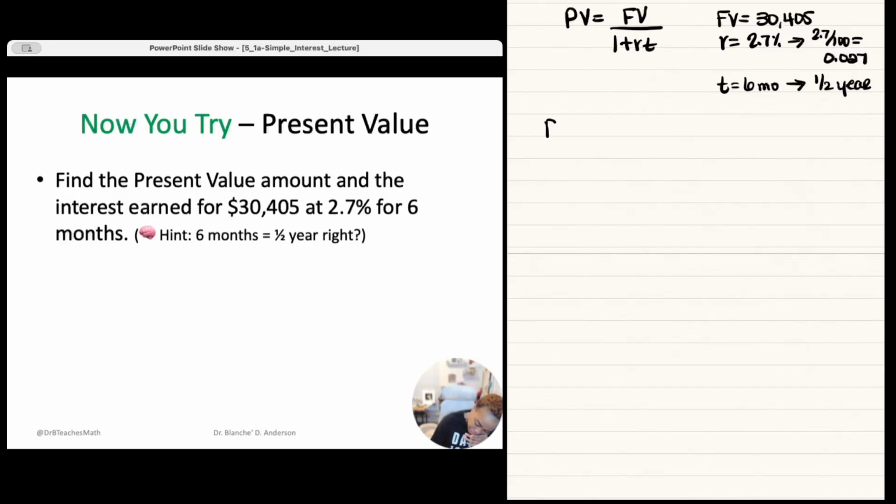So now let's plug and chug. 30,405 divided by, I hate that I didn't use different colors. I'm sorry. I'll get better at that. I like to use different colors so that it stands out. Sorry. Not 1.5. This should be 0.5. Or you can keep it as 1/2. Depends on how you enter it in your calculator.